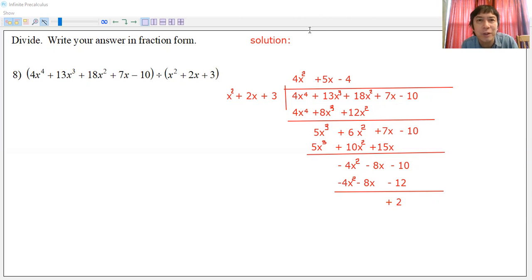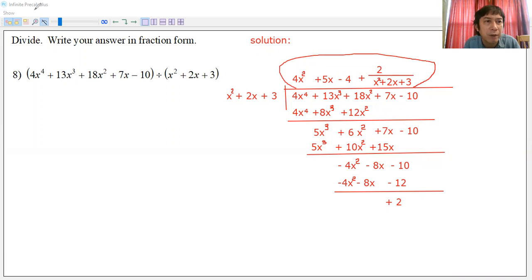And so we are going to write the final answer. This will now be plus, and then we put the number 2 on top, that will be the numerator of the fraction, and then the divisor, x squared plus 2x plus 3, and this is supposed to be squared. And so we put the division line there. That's it. This is our quotient.